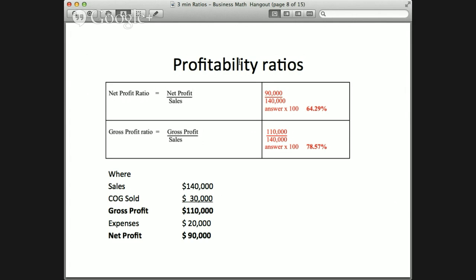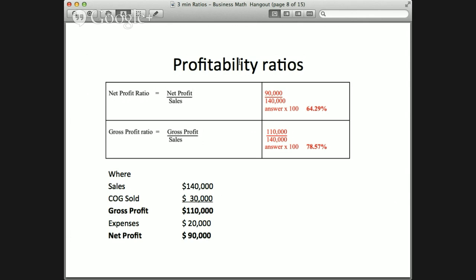Looking at the ratios above, the net profit ratio is net profit divided by sales. You'll see there that net profit is 90,000 divided by 140,000, which is the sales. Then you multiply that answer by 100, which gives you 64.29, just as an example. The gross profit ratio is also calculated over sales.